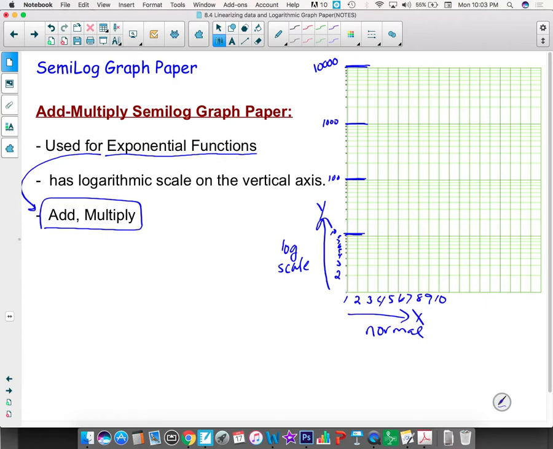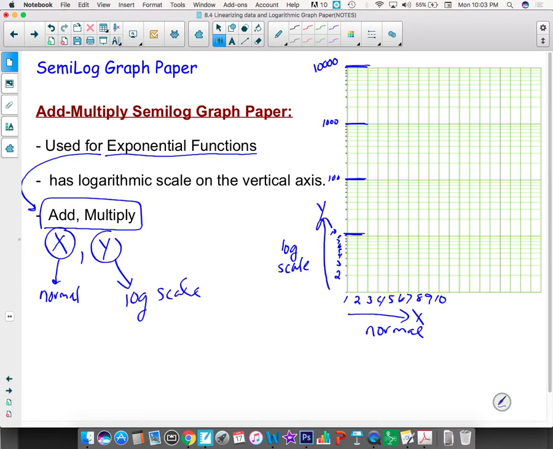So you got to think. Another way to recognize this is you're going to do add for x and multiply for y. So x is going to be the normal scale, and y is going to be the log scale. Okay, it's specific to the pattern. So you guys got to memorize those patterns again for the different functions that we used before.